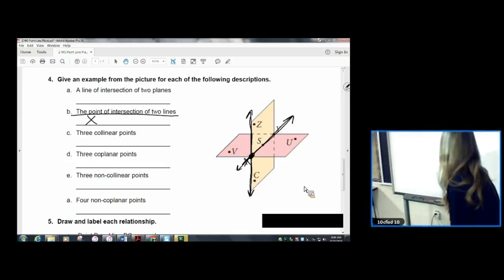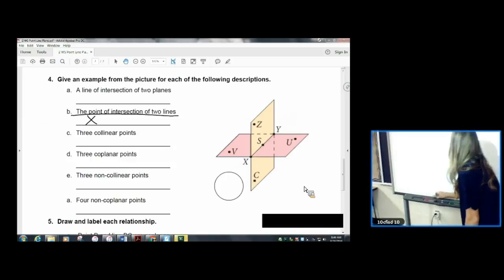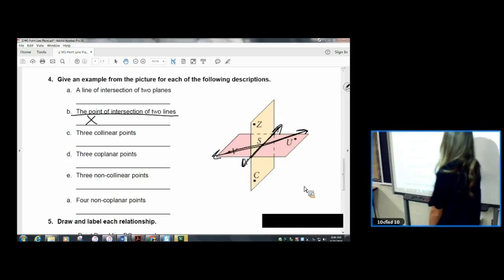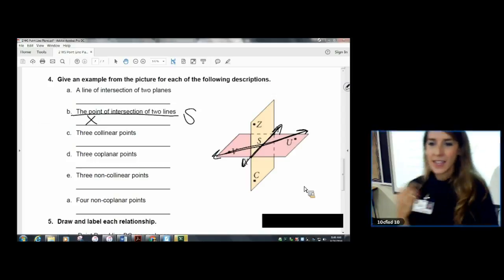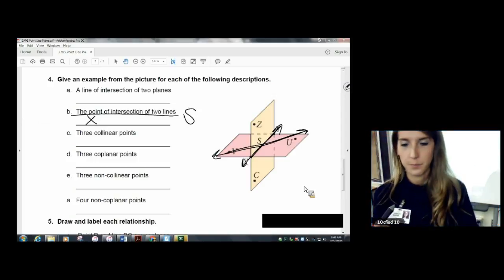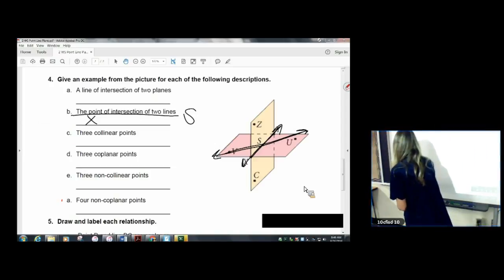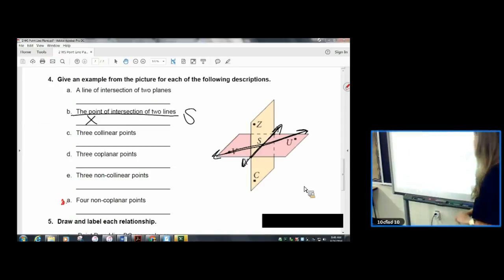Could you have drawn your own line? That would not bother me. So if you had done this one and this one, then your answer might have been X. Honestly, it could have been any point in the picture. All right, for AA. I'll do AA because it's the second A on the picture. Name 4 non-coplanar points.